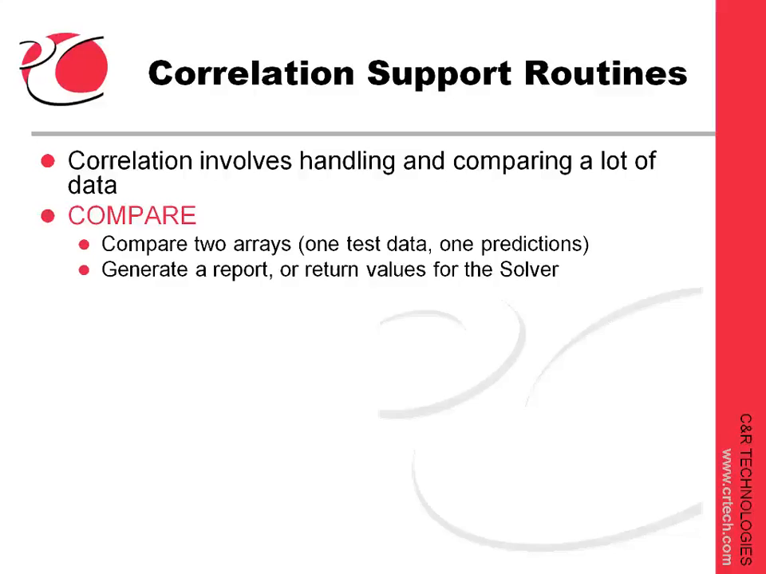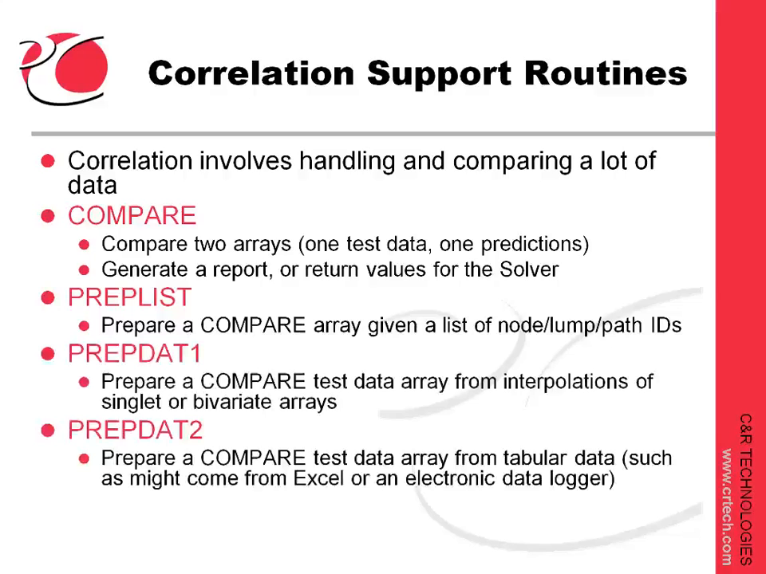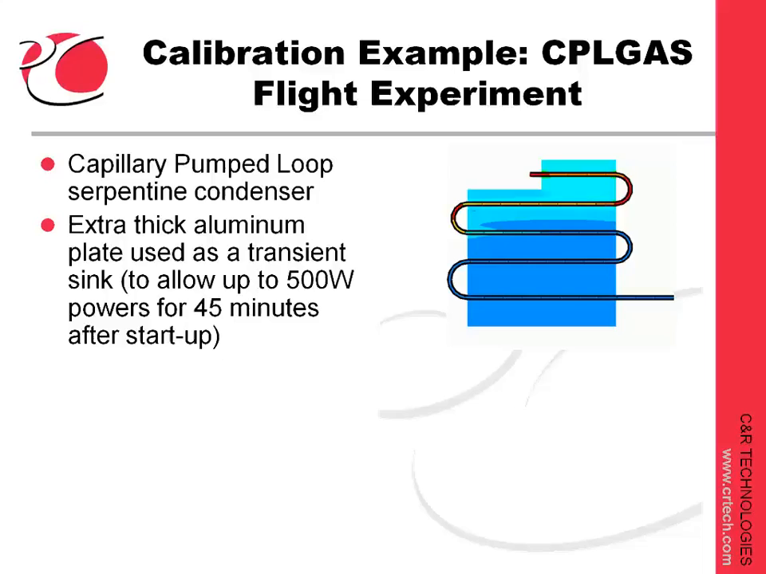To get these values ready for the compare routine, there are routines like PrepList, which help collect temperatures, pressures, flow rates, and other predictions from the model. There are also other routines for extracting and interpolating test or CFD data, such as PrepDat1 and 2. These prepare the data into a format that can be directly compared with the predictions using the compare routine.